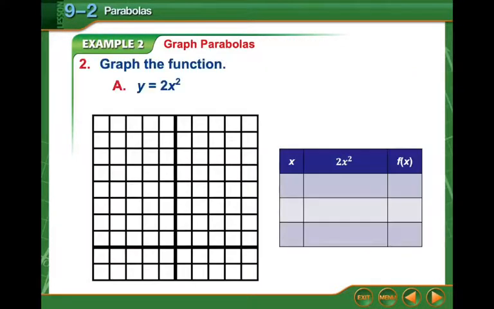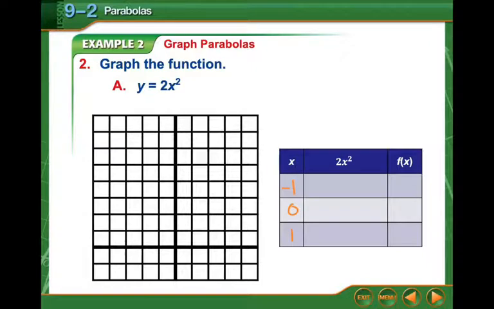So now our first one we want to graph. We only have a very small table here because the only thing that's changing between this and the parent function for quadratics or for parabolas is just the 2 out front. So we're just going to put a negative 1, 0, 1 in our table.